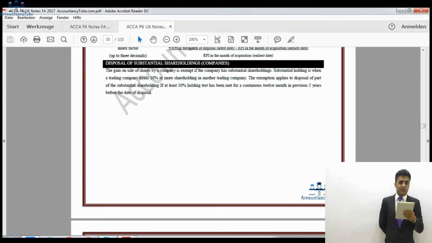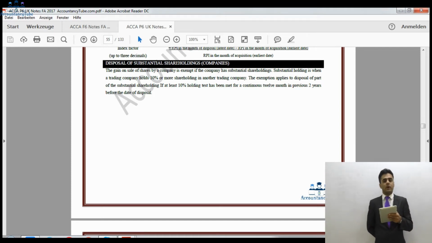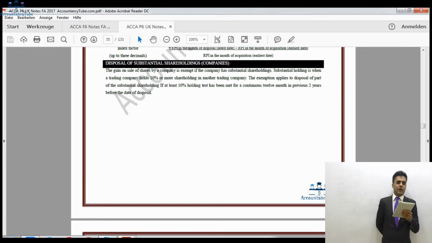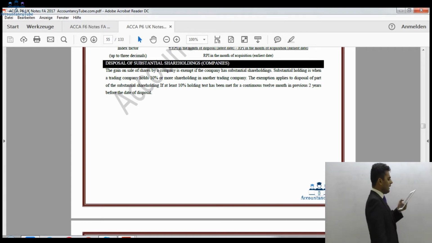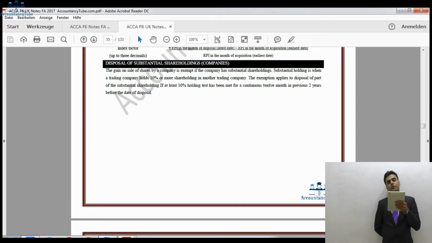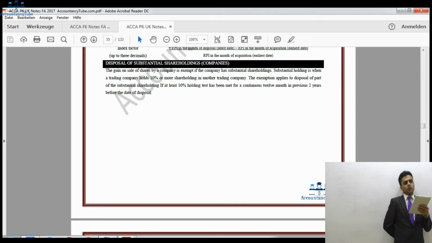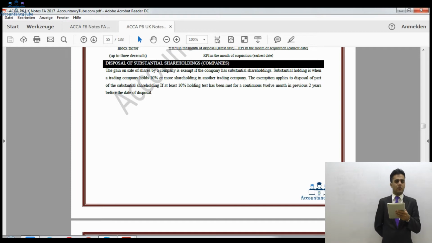The company must have owned these shares for 12 consecutive months in the previous 2 years. So that is another condition as well. Let's read from the notes then. The gain on sale of shares by a company is exempt if the company has a substantial shareholding. Substantial shareholding is when a trading company holds 10% or more shareholding in another trading company. The exemption applies to disposal of a part of the substantial shareholding if the 10% holding test has been met for a continuous 12 months period in the previous 2 years before the date of disposal. So this is the 2-year period. In the last 2 years, you must have owned this 10% for 12 months. Half of 2 years is 1 year.